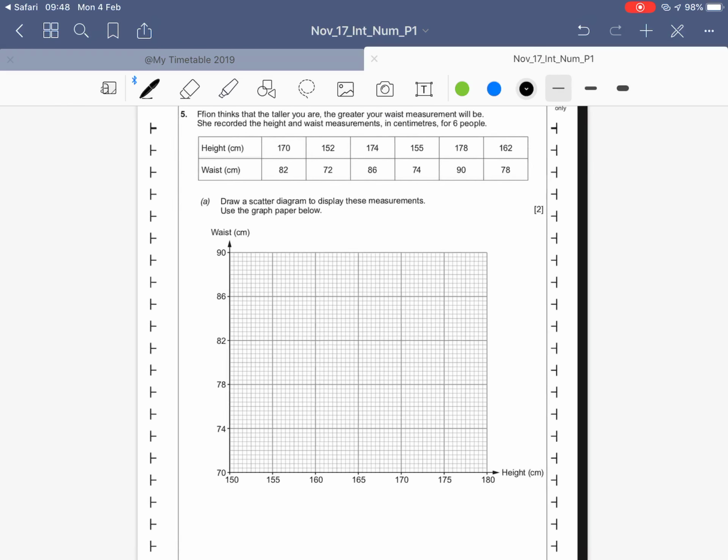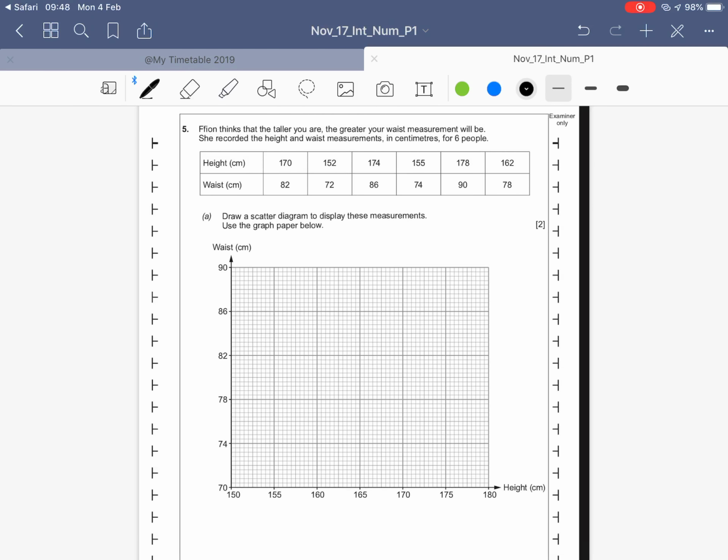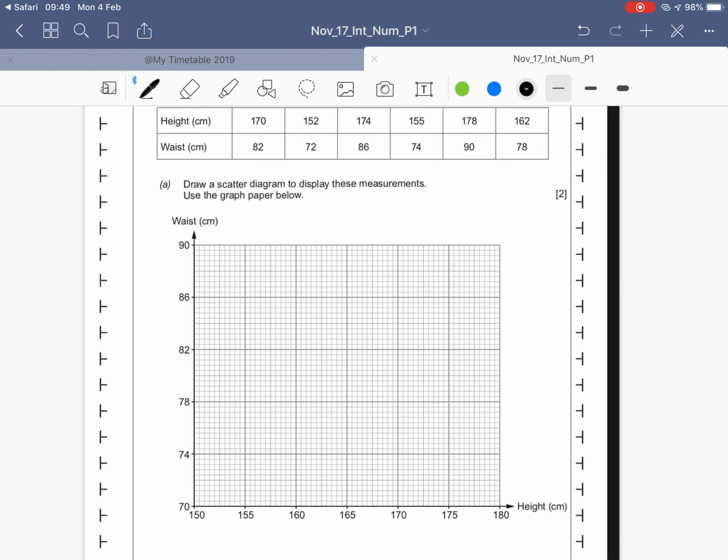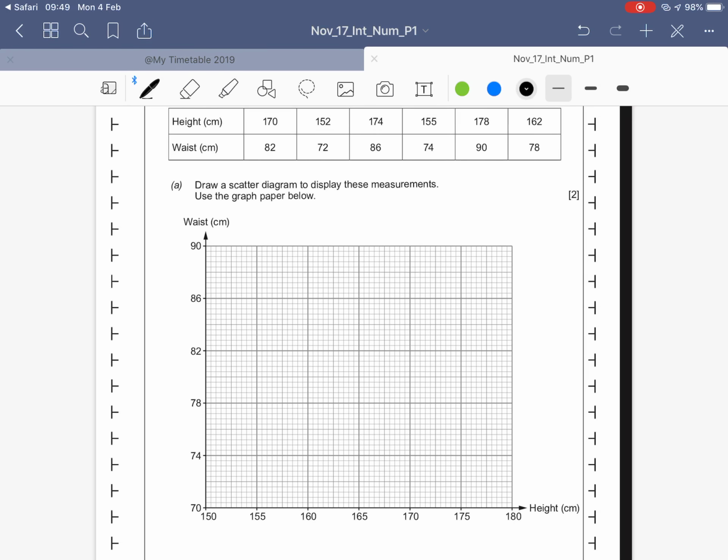Okay, question 5. Fionn thinks that the taller you are, the greater your wrist measurement will be. She has recorded the height and waist measurement, in centimetres for 6 people. Draw a scatter diagram to display your data. So across the bottom I have height, up the side here I have waist, and I just need to plot a point for each pair of data.